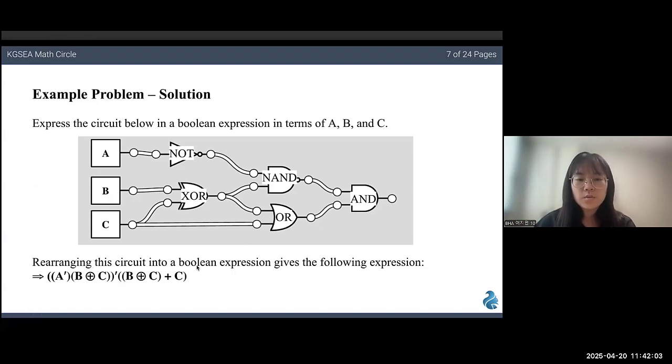Rearranging this circuit into a Boolean expression with parentheses to separate each logic gate, it returns the following expression, which is NOT A multiplied by B XOR C, and the complement of that multiplied by B XOR C, added to C.